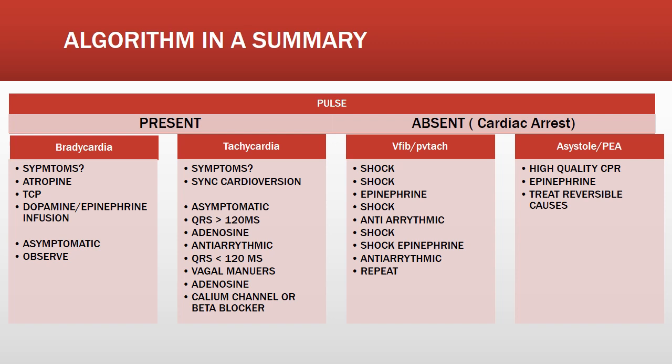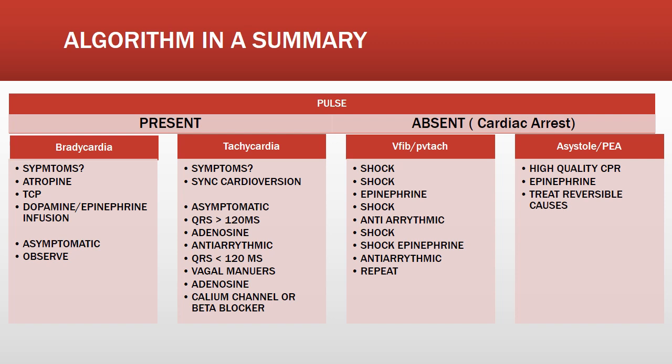So for example, in case of bradycardia, you will look for symptoms, and symptoms can be anything. It can be decreased blood pressure or hemodynamic instability, altered level of consciousness, any chest pain or signs of acute coronary syndrome, so it can be anything. So if the symptoms are present, then you have to give atropine, and simultaneously you can go for transcutaneous pacing and dopamine infusion or epinephrine infusion. And if the patient is asymptomatic, then you have to just observe the patient.